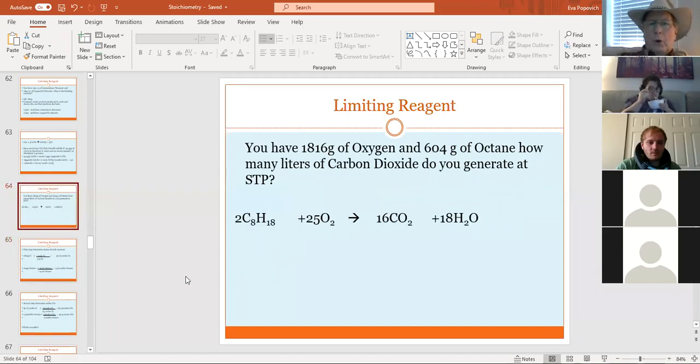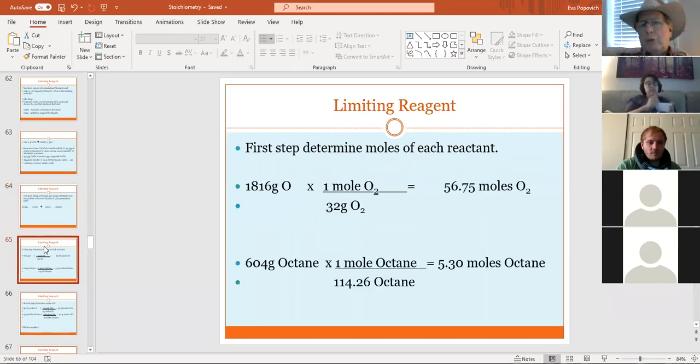Here, we have a molecule of oxygen. So when we are doing stoichiometry, we use the molecular weights of the diatomic molecules. Empirical formula, you use the atomic weights. Stoichiometry, you are going to use the molecular weights. So I divide 1,816 by 32, I get 56.75. Then 604 grams of octane. The molecular weight is 114. I get 5.30 moles of octane.